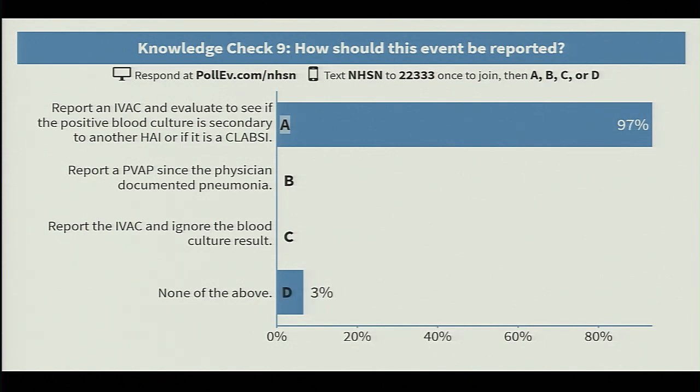All right, you guys are right on the ball today. You're absolutely right. You would report an IVAC. Remember that the physician documentation of pneumonia is not an element to meet PVAP, so you have not met criterion for PVAP. You have an IVAC, but you also have this blood culture. You don't want to ignore it. You want to look at it, see if it's HAI, possibly a CLABSI related to the dialysis catheter. Very good.